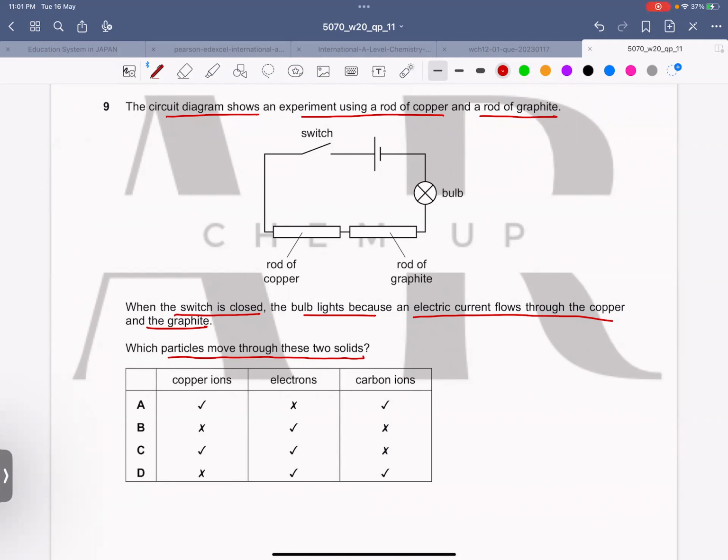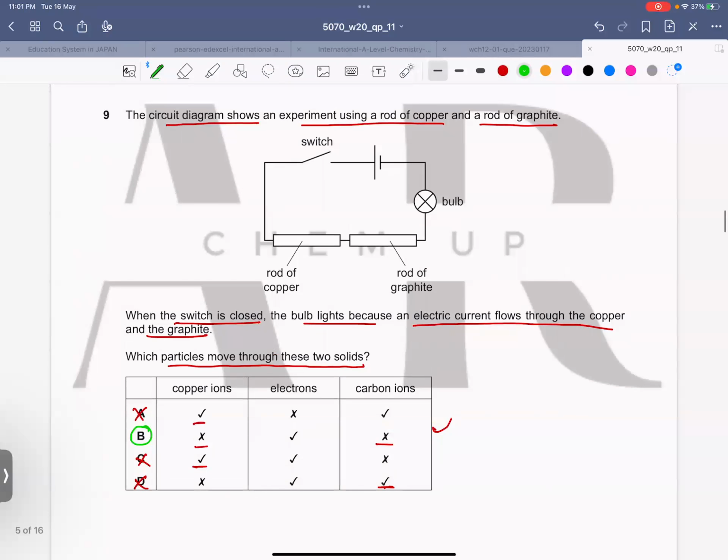So remember, in a solid, only electrons can move, no ions can move. So in A, they are saying copper ions are moving, so A goes wrong. In B, they don't show that the ions are moving, only electrons are moving, so B can be a correct answer. Yes, B is the correct answer. Let's look at C, the copper ions, so again it goes wrong. And in D, they say that the carbon ions are moving, so D is also wrong. So our correct answer will be B. Is this understandable?